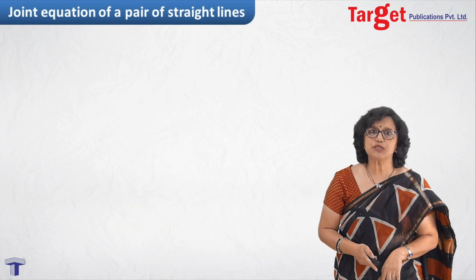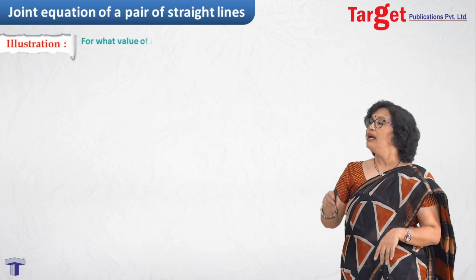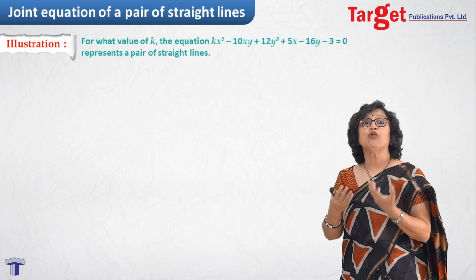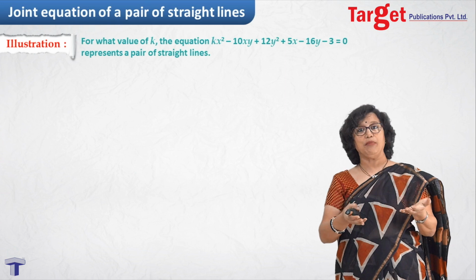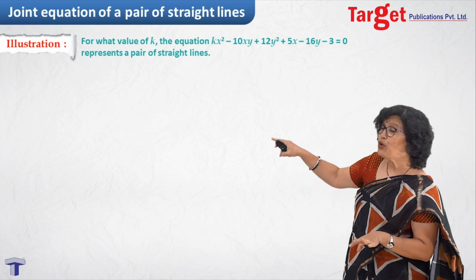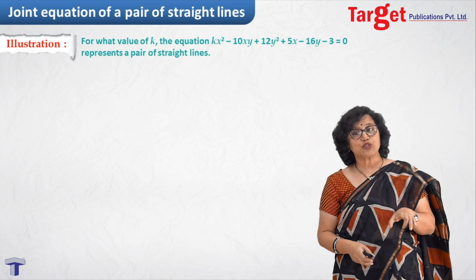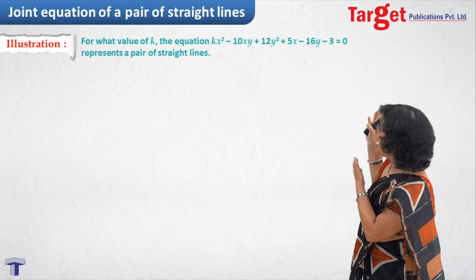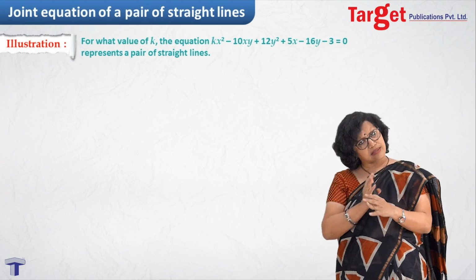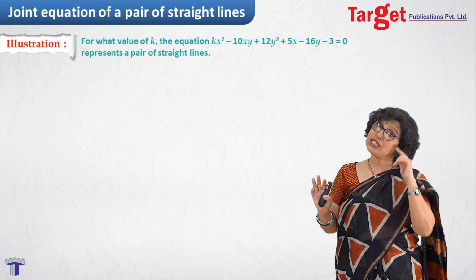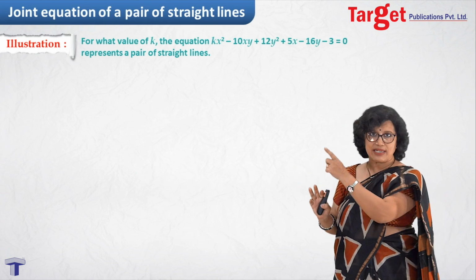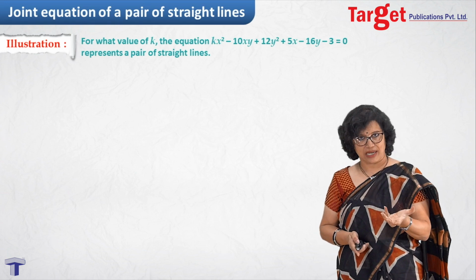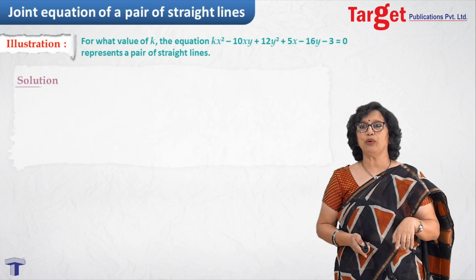Okay. So let us proceed to the next. Immediately, one illustration at least we should try, because otherwise how will we substitute the values of a, b, c, etc. So for what value of k does the equation kx square minus 10xy plus 12y square plus 5x minus 16y minus 3 equal to 0, which is actually of the form ax square plus 2hxy etc., represent a pair of straight lines? We are expected to evaluate k.